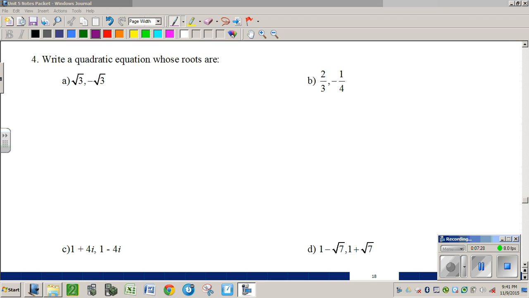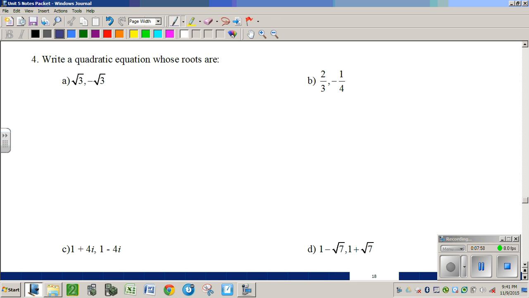Alright, next thing that we're going to do is I'm going to give you the roots, and we're going to work on writing the equation. So we're kind of going to work backwards. I'm giving you the answers this time, and you're going to give me the question. There's a couple different ways that you can do this. You can either find the sum and the product of your roots and then write the equation, or you can actually put them as factors and work backwards and multiply them together. So I'll show you 2 different ways here.